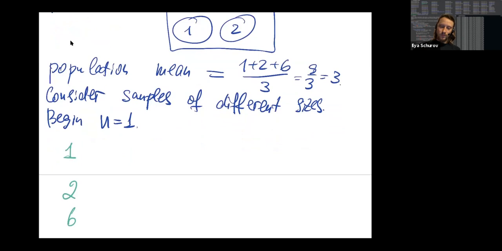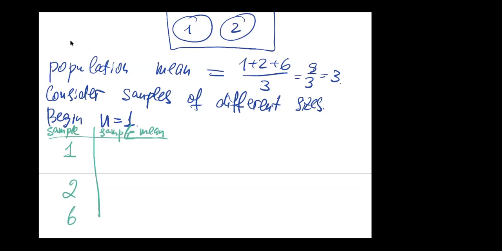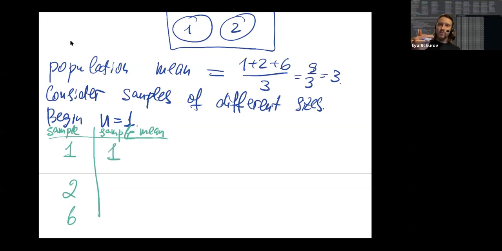This is because my sample size is just 1 now. So this is the sample. And let me find the sample mean for each sample. So if my sample is 1, what is the sample mean? Well, the same number. Yeah, of course. If I have just one number in the sample, then this number is equal to its own mean. So I have sample means 1, 2, and 6.